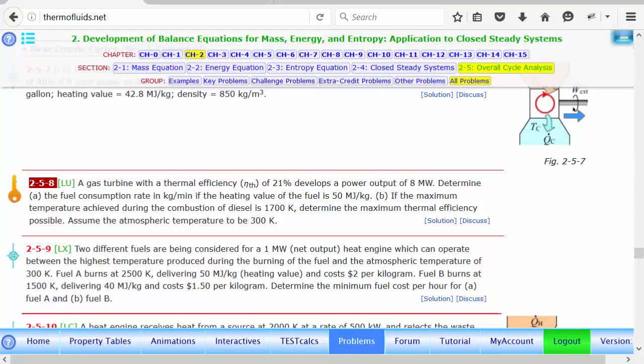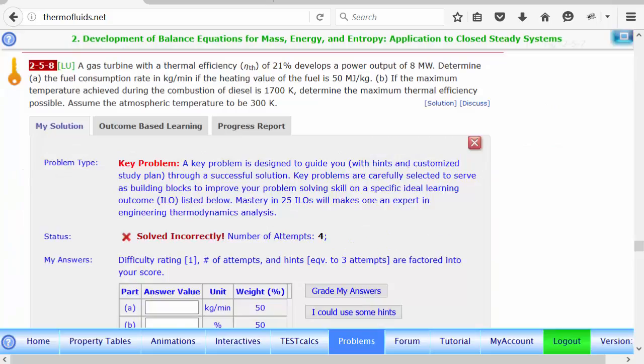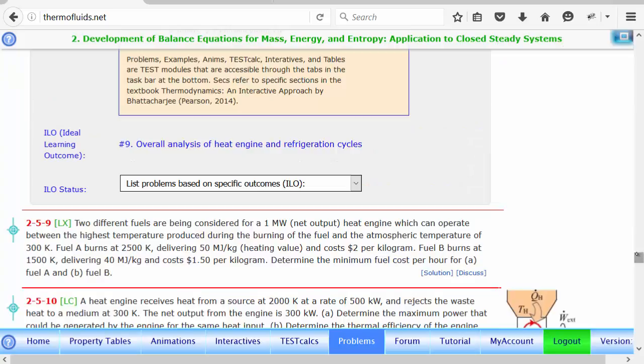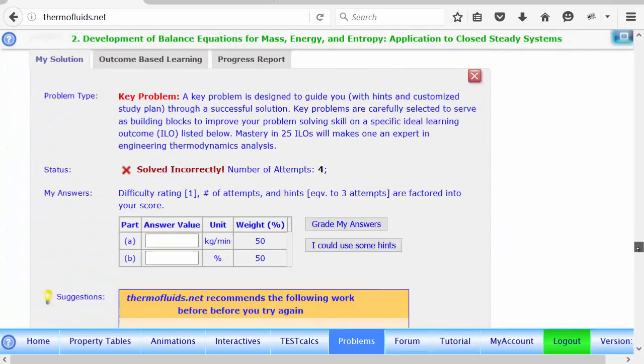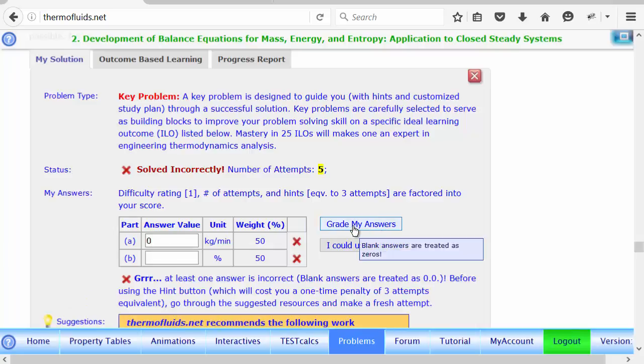Go back to the problem, and click on 258, the problem number. It brings up this form, and you can enter your answer right here. So we found part A to be 45.6. Let's suppose we put it to be 0, and you say grade my answer. Obviously it's wrong.